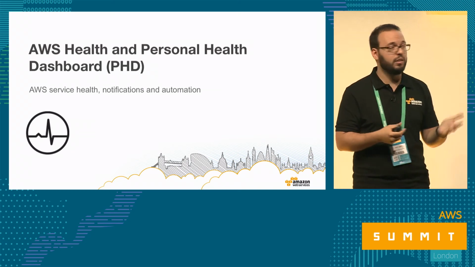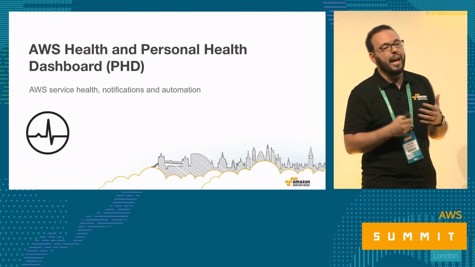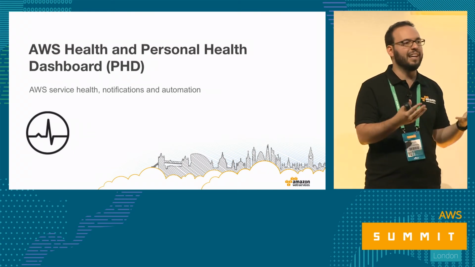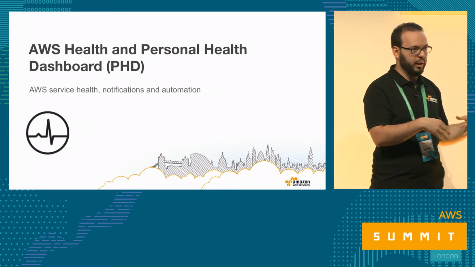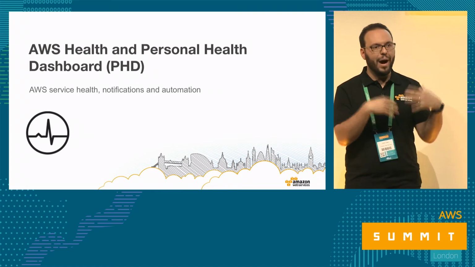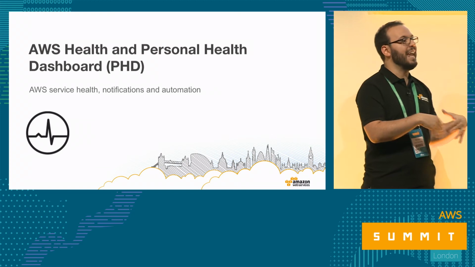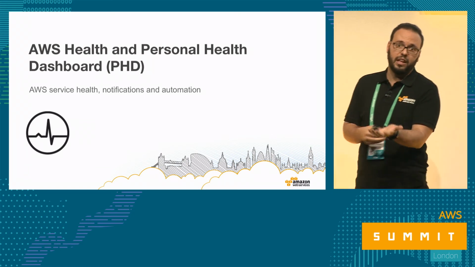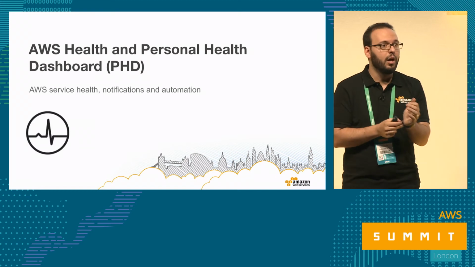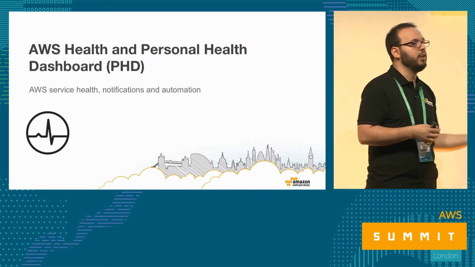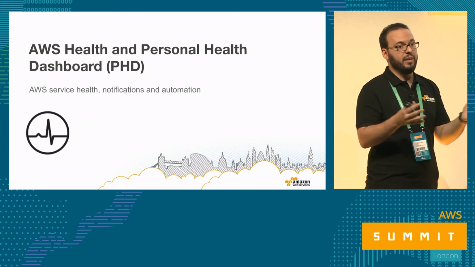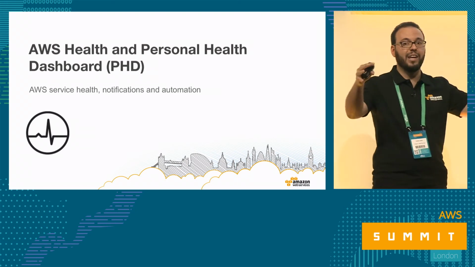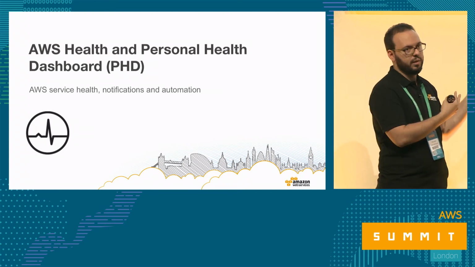If you're interested in this, Health, or PHD, has a dashboard that's personalized on a per-account basis that will tell you exactly if there's something wrong happening on the underlying infrastructure, what specifically is happening, and if there is any action you could possibly take to remediate that. Or perhaps scheduled changes. Sometimes we need to recycle some hard drives, and you should know that in advance. As you have multiple accounts, it's difficult to go to all these accounts and aggregate that data. So Health does that for you.